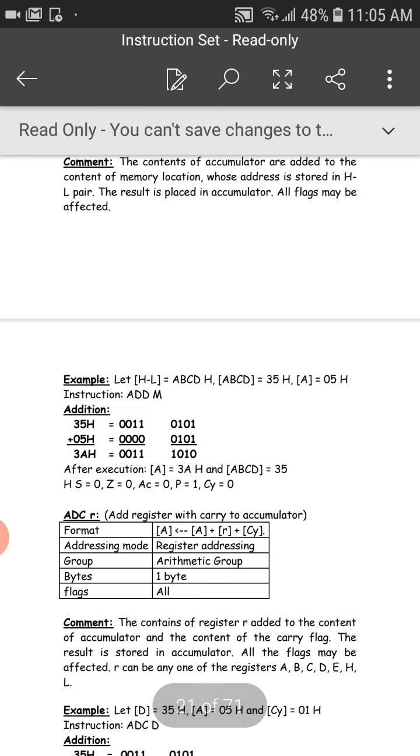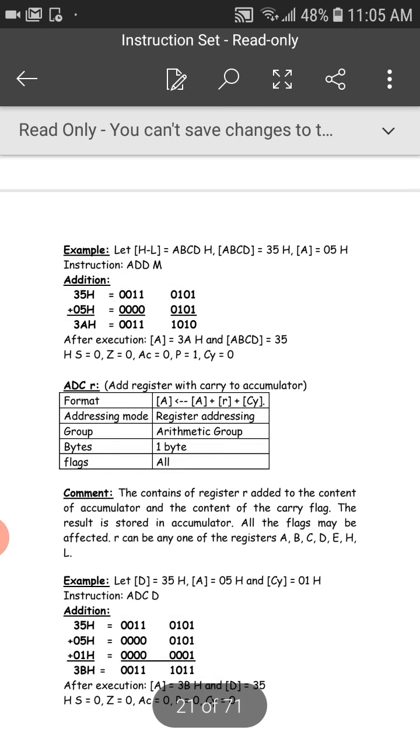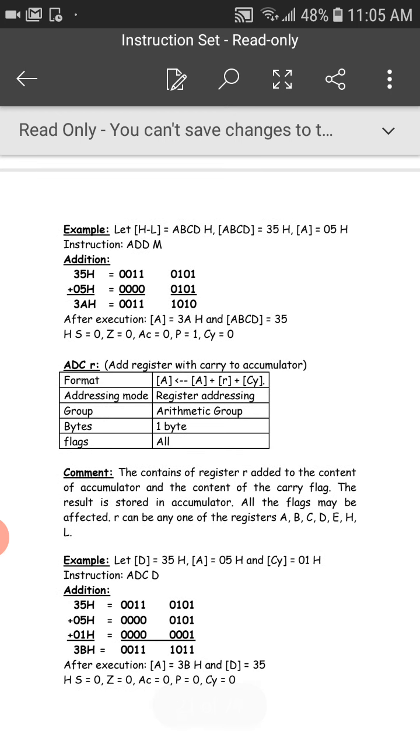So here see examples. HL contains data ABCDH, that is 16 bit, because 8 bit is for the H register and 8 bit for the L register, because HL is a pair. So it stores 16 bit data. So the data is ABCDH, H for hexadecimal. So ABCD contains 35H and the accumulator contains 05. So this is the data and you have to add both data, the HL content plus the accumulator.